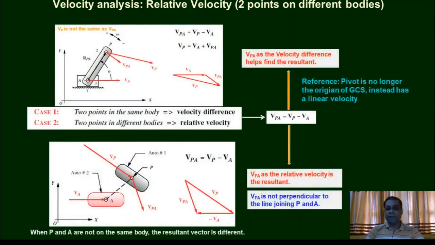The next topic is velocity analysis, the relative velocity of two points in different bodies. Here we are seeing two different bodies, P on one body and A on some other body. In the same method we can analyze and find Vpa, the relative velocity, as the resultant, which is not perpendicular to the line joining A and P.